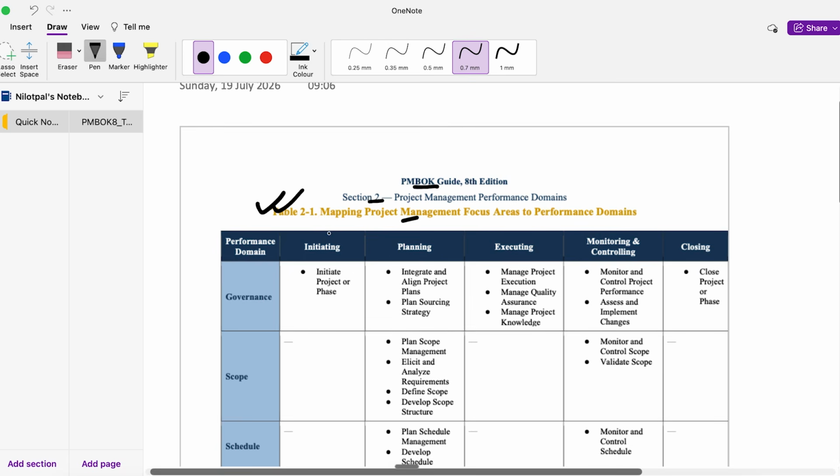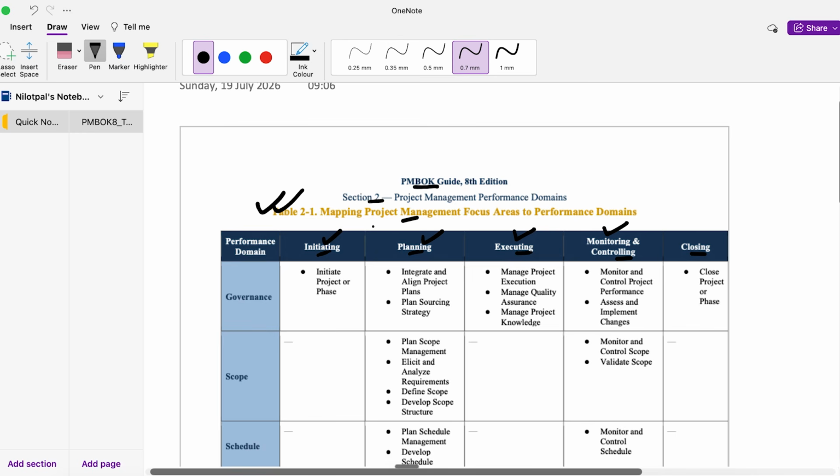If you see the headers here, you have the 5 focus areas, which are initiating, planning, executing, monitoring and controlling, and closing. Over PMBOK 6th edition and 7th edition, these were called domains, but now they are called focus areas, which is fine.